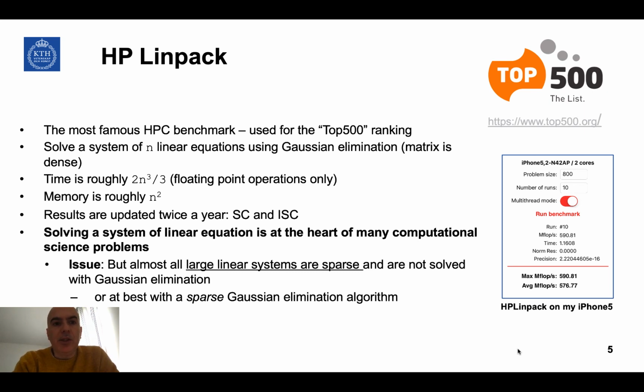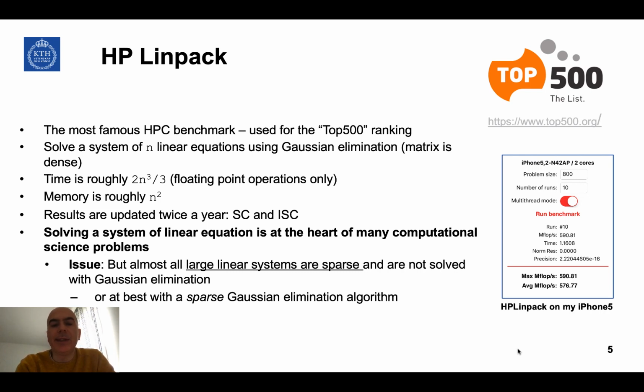The most famous benchmark in HPC is called High Performance LINPACK, in short HPL. It is the benchmark that is used for ranking the most powerful supercomputers in the world. This ranking is called the TOP500 because it includes the first 500 most powerful supercomputers in the world. So what does HPL do? Well, in summary, it solves a linear system. It solves a system of n linear equations using a quite old method, Gaussian elimination.